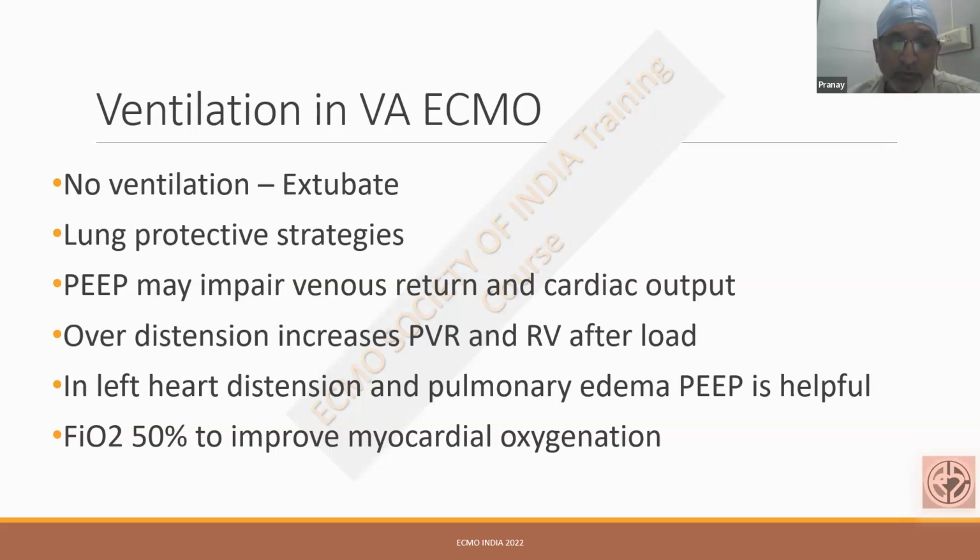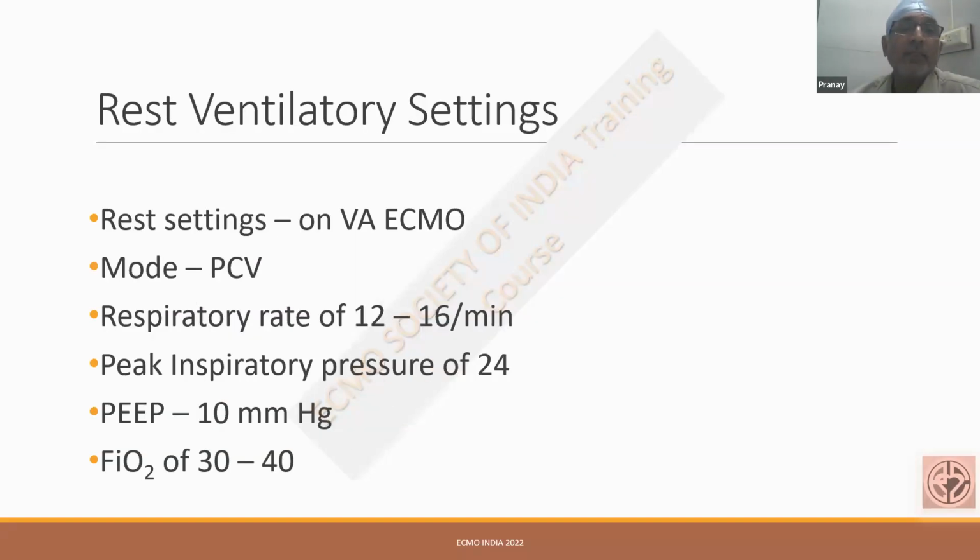FiO2 can go up to 50 or 60 to improve myocardial oxygenation, because always remember the coronaries, and especially the right side of the brain and the right brachiocephalic, all get blood mainly from the native circulation. So you also have to have good oxygenation in the native circulation. So on VA ECMO, you can take some liberty: keep the respiratory rate around 12 to 16, inspiratory pressure of 24, PEEP of around 6 to 10, and FiO2 around 30.